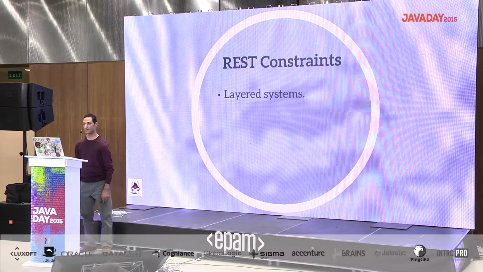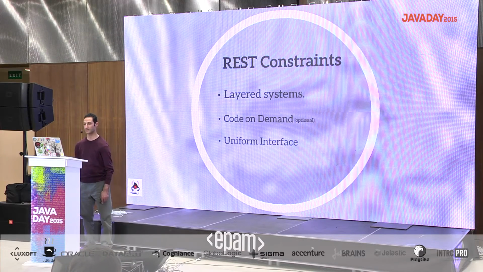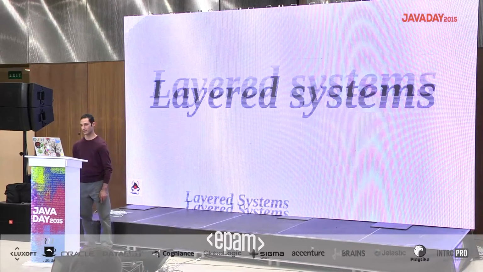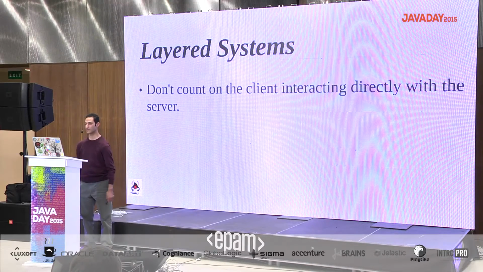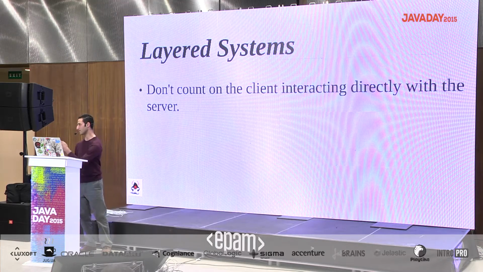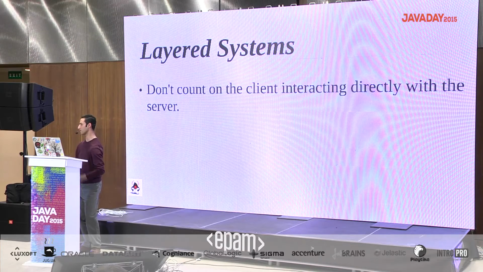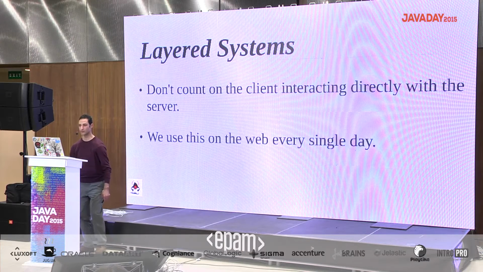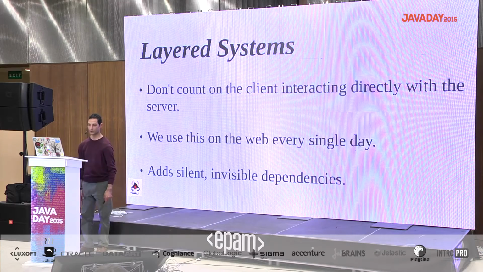REST constraint: layered systems, code on demand, which is optional, and uniform resources. Layered system means don't count on the client interacting directly with the server. You can have a broker in the middle, or a front end that serves the customer and a back end separated from your customer. So you can add more flexibility and reduce the load. We use this for the web every single day, for sure.